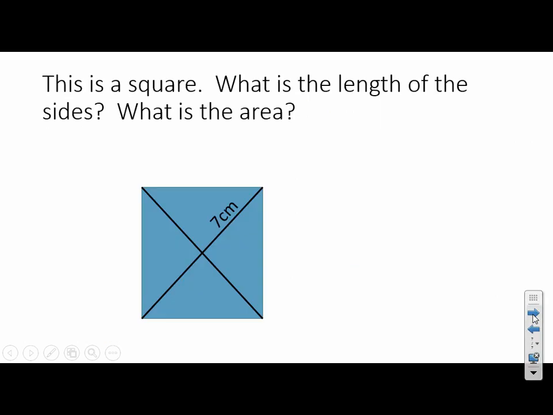Now let's do one example and see if we can put it all together. This is a square. What is the length of the sides so that we can find the area? So here's a square drawn here, I have one little piece marked with a 7. Now, using what we know about squares, that little piece is on the diagonal, and I know that the diagonal pieces are all the same in here. So all of those little pieces right there would also be 7 centimeters.